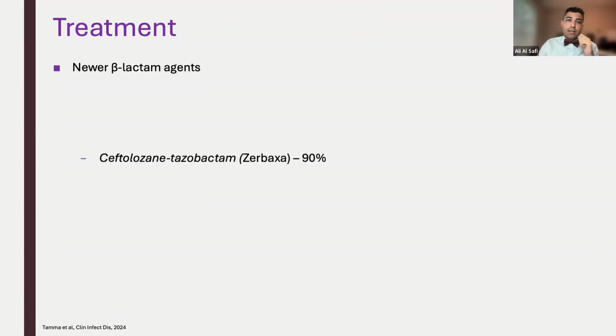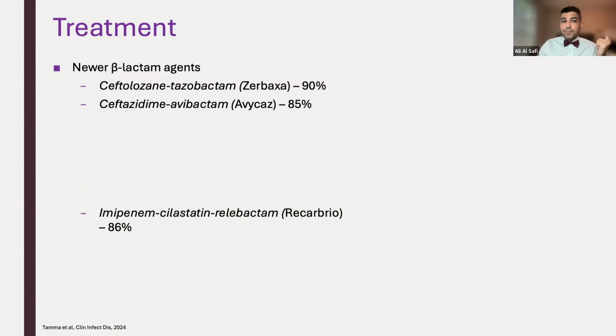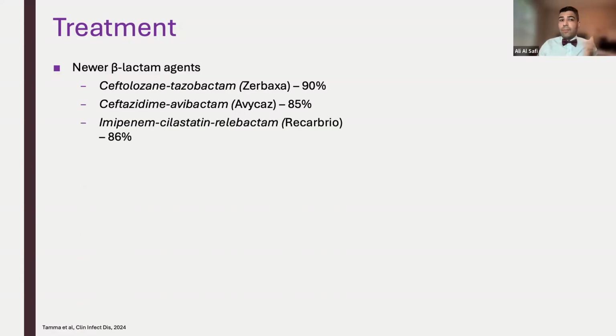And these are ceftolozane tazobactam, Zerbaxa, the one that we used in the case. And it is active with 90% against all the isolates of Pseudomonas. Second option, or second line, is ceftazidime avibactam, or Avycaz, with 85% chance of working. And then less likely, and one of the carbapenems, is imipenem relebactam, or Recarbrio, which works in 86% of cases.